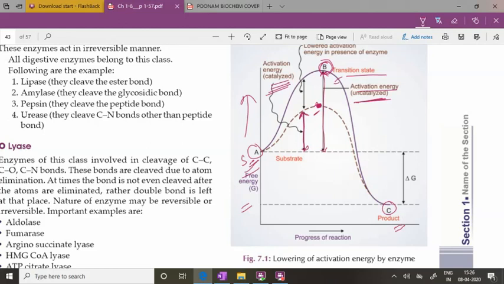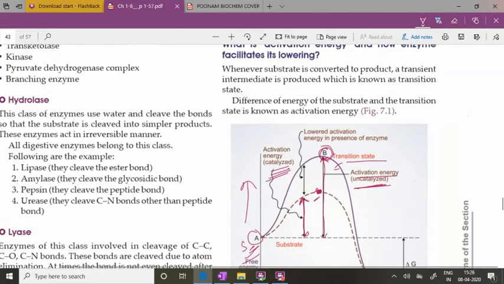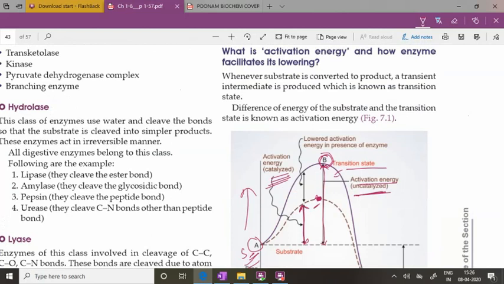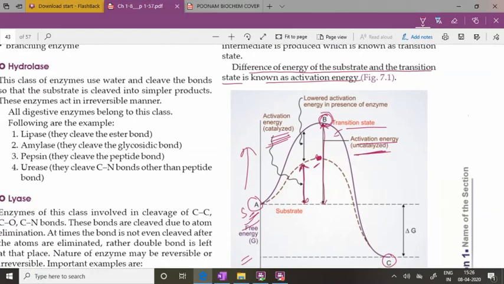So that is the role of enzyme. That role of enzyme is to reduce the activation energy. Now what is activation energy? Activation energy is difference of the energy of substrate and the transition state. And when we talk about velocity of reaction, it is inversely proportional to activation energy. So when in presence of enzyme we have lowered activation energy, we will have higher reaction velocity. So that is how the enzyme is able to enhance the rate of the reaction, enhance the velocity of reaction.